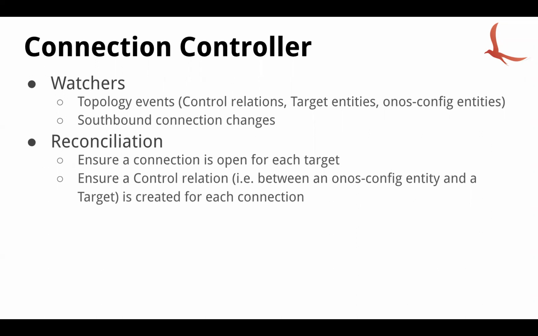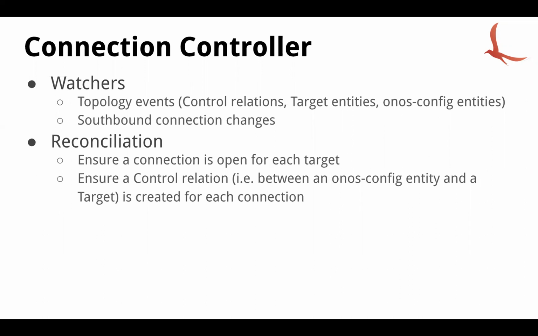Well, they actually work in tandem. Basically, all these controllers work together. The node controller makes sure there's a representation of the ONOS config node in topo. Somebody else puts the target in topo, and then the connection controller is trying to connect to a target and then creating relations.